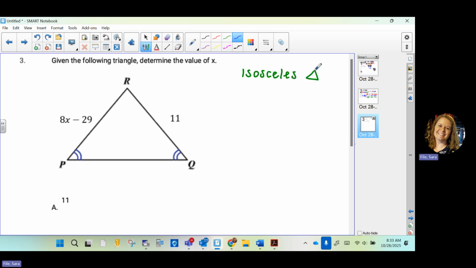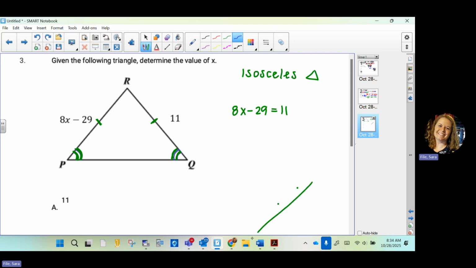because those two base angles here are the same. Now, if the two base angles are the same, that means that two of the sides are the same, which are the ones that correspond to those angles. So that means that 8x minus 29 and 11, those two sides, are equal to each other. So I'm going to set them equal. And now it's an algebra problem.